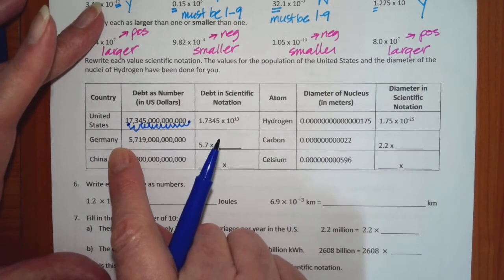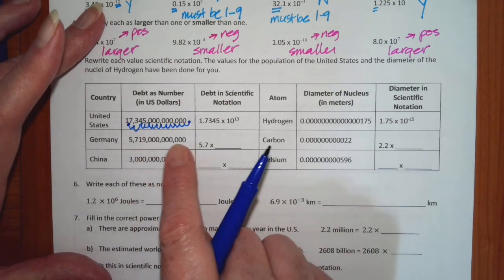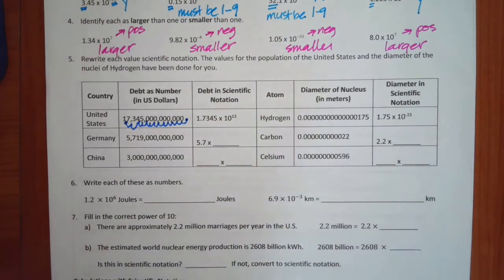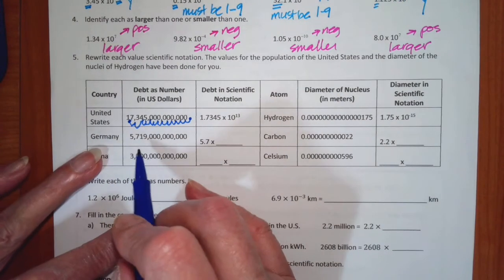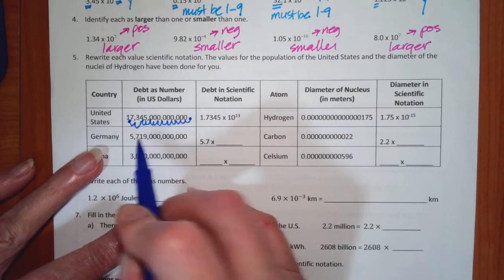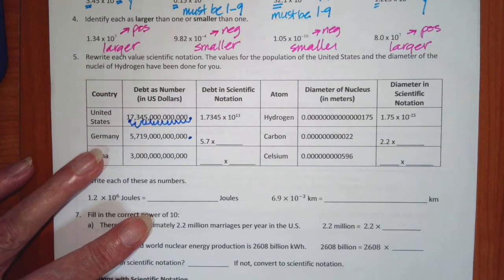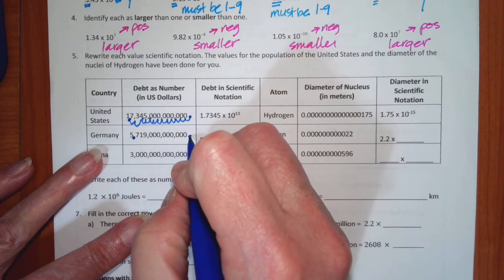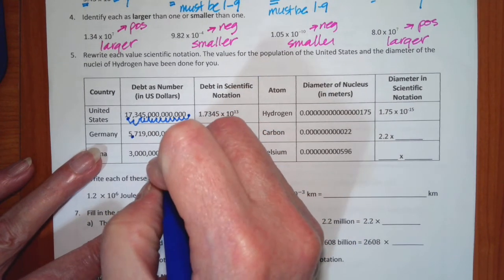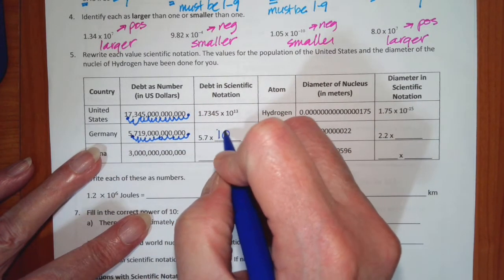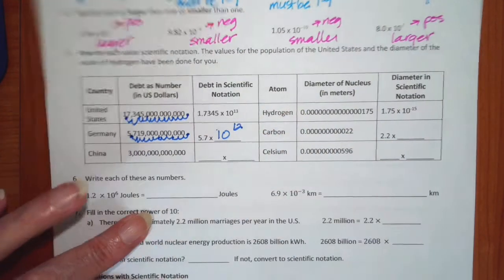Okay. All right. The next one, the debt in Germany is, let's see, that's $5 trillion. So their debt is pretty high too. I wonder how proportionate that is per capita. I didn't look at that. Okay, so let's see here. I need to move the decimal from here, and it needs to move to here, so there is one digit to the left. And I'm going to end up moving that 1, 2, 3, 4, 5, 6, 7, 8, 9, 10, 11, 12. So that is going to be times 10 to the 12th power.